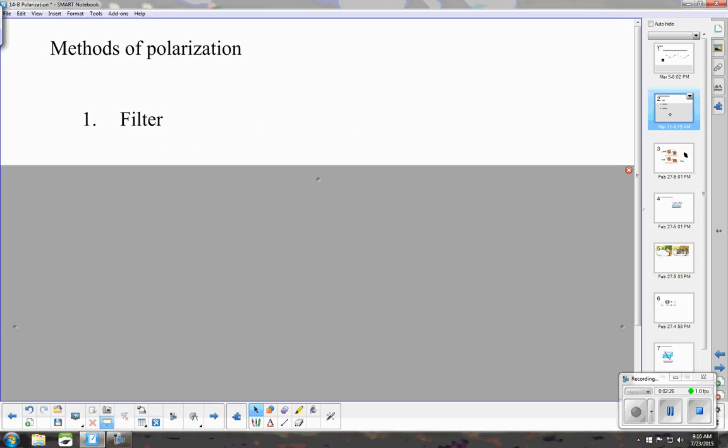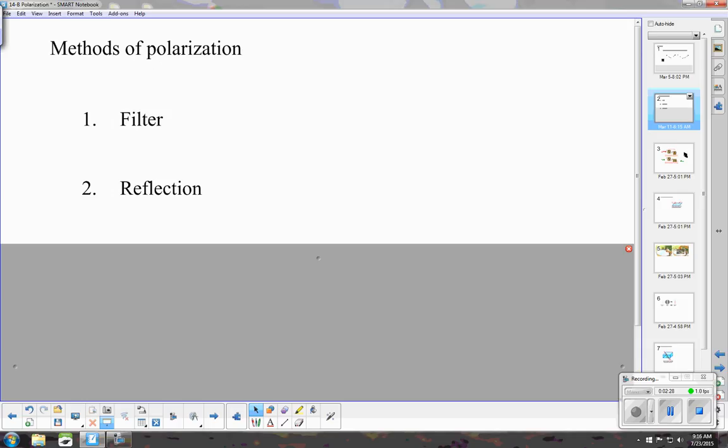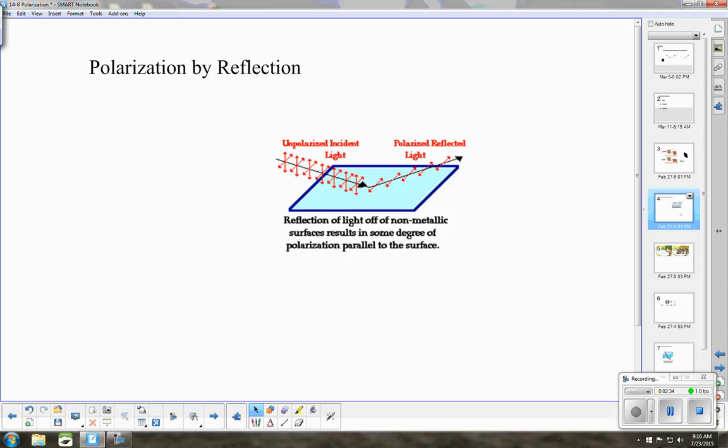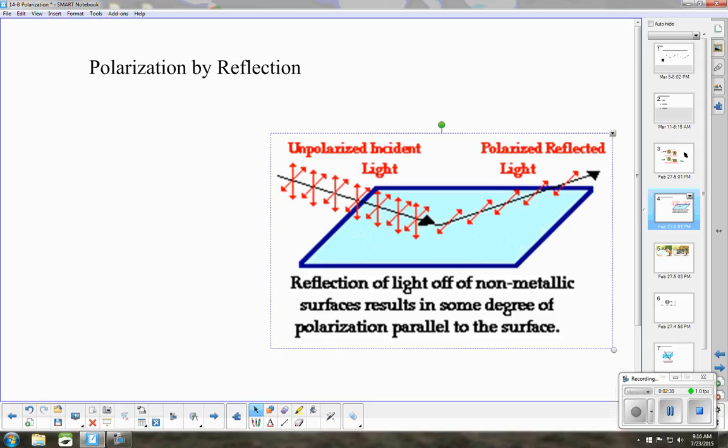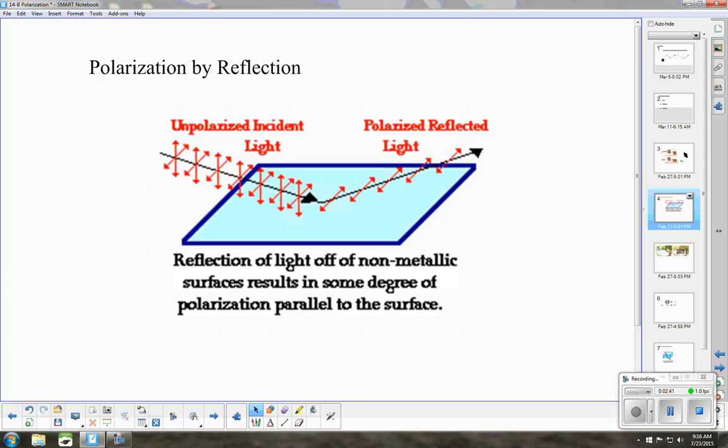The second method of polarization is by reflection. All right? Now, let me show you an example of this. When light reflects off a surface, and let me see if I can expand this out to make you see this better, when light reflects off a surface, it goes in unpolarized. And so over to the left here, we have a signification of unpolarized light. But when it comes off a surface, like the surface of water, it is polarized horizontally.